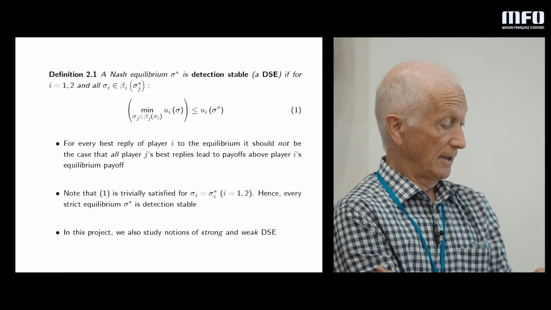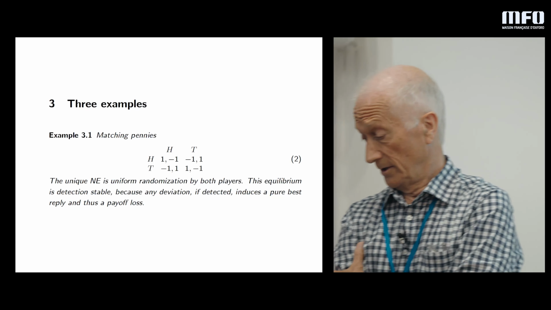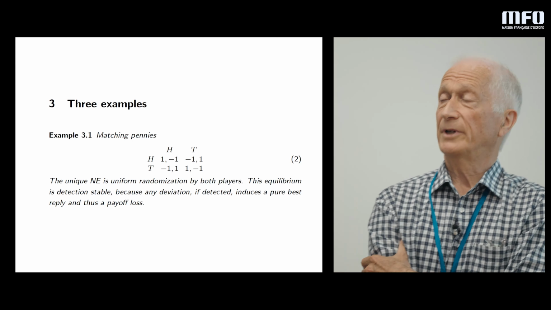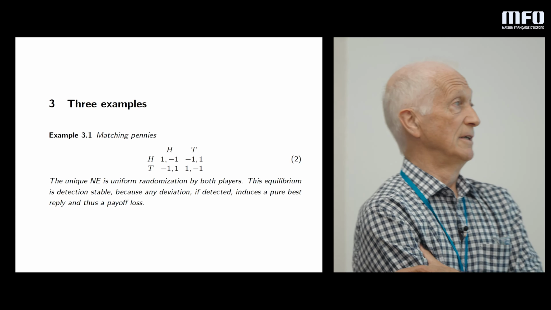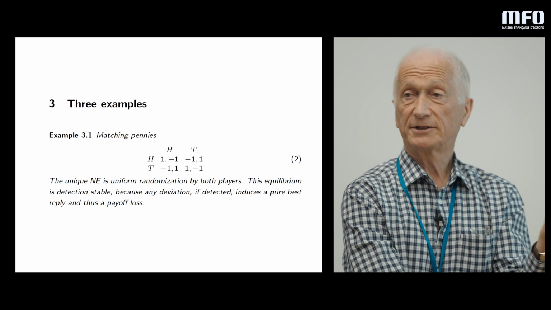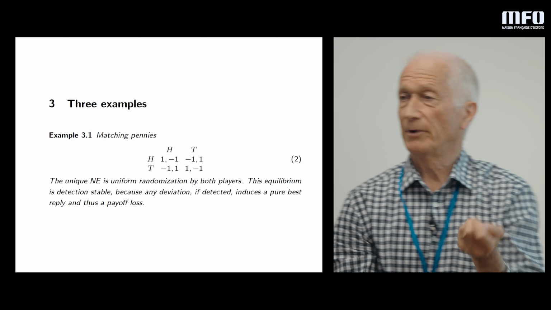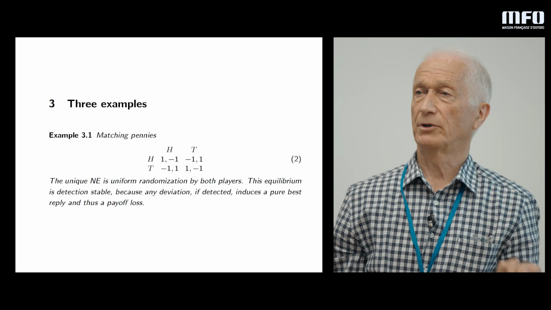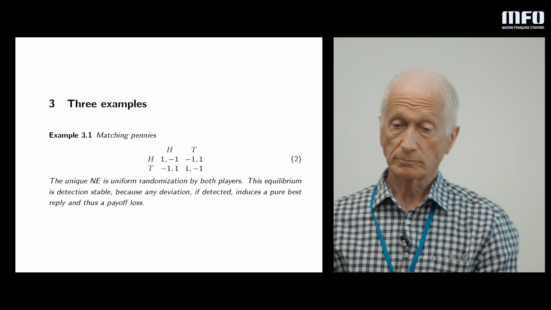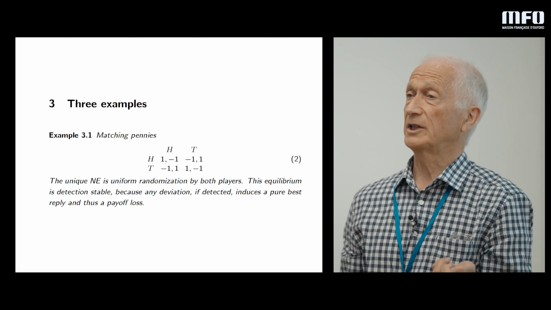And let us look at examples. So let's start with the matching pennies game, which has a unique Nash equilibrium, uniform randomization, and that will be detection stable. Why? Well, if I would play my strategy, I would expect a payoff of 0. Suppose I would play something else than that, for example, a pure strategy or another mixed strategy, and that were discovered by the other guy, then the other guy would respond with the pure strategy, and I would earn a lower expected payoff.